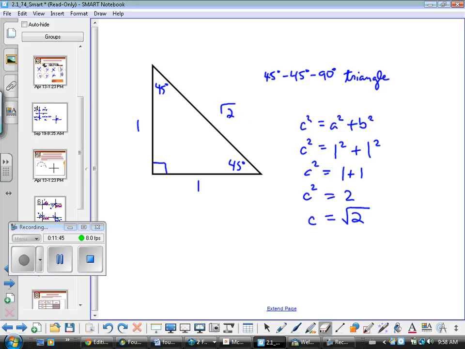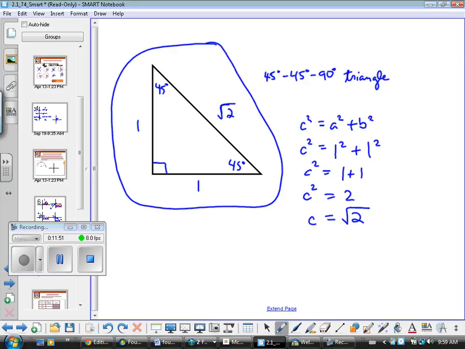Okay, so this is my special right triangle, or one of them anyway, and these are its measurements. That's one important triangle, and we'll see what we use it for. It's really easy to determine the primary trig ratios for this because we have exact values for the sides.